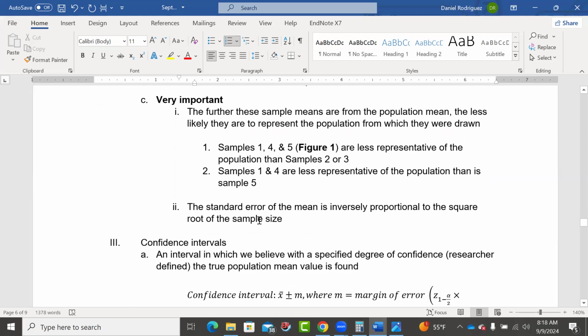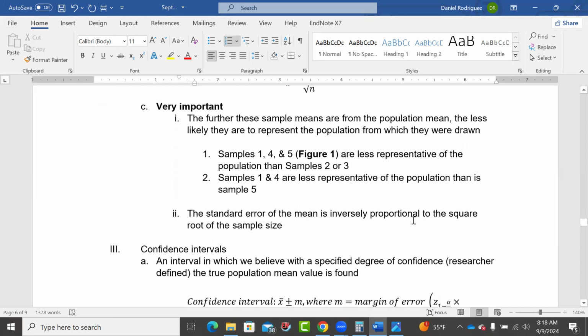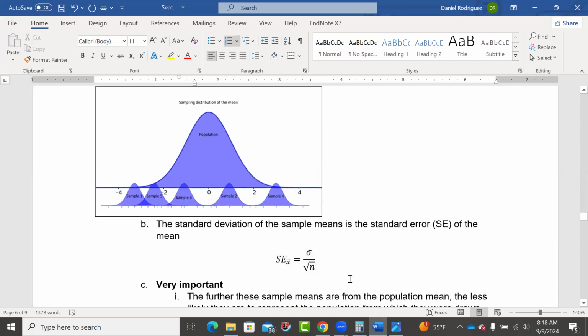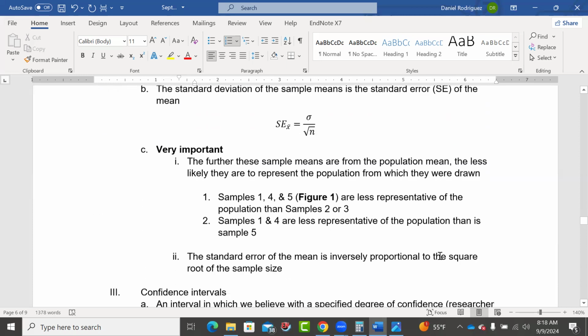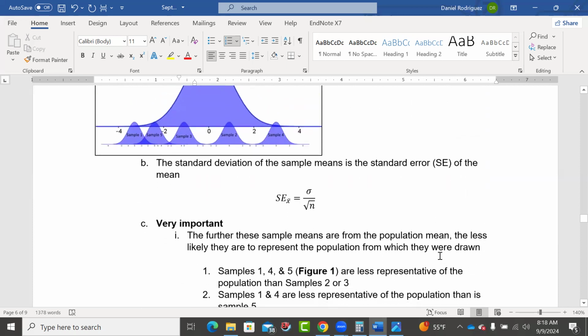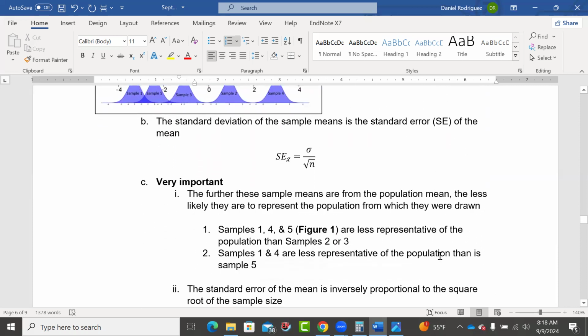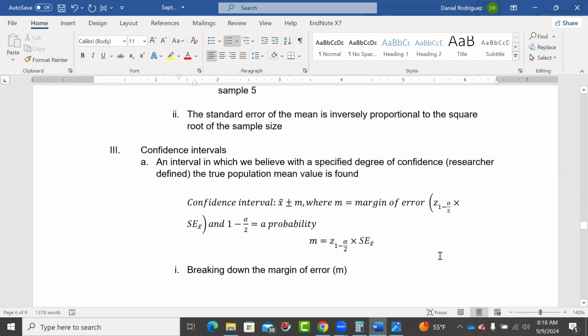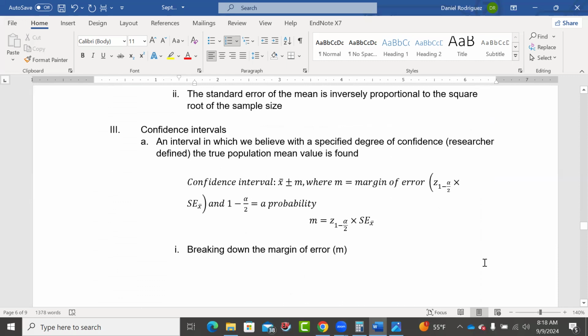Also, the standard error of the mean is inversely proportional to the square root of the sample size. That's going to be important when we get into hypothesis testing and talk about power. You'll see that sample size has a big impact on power. All right, well, why are we doing this now?